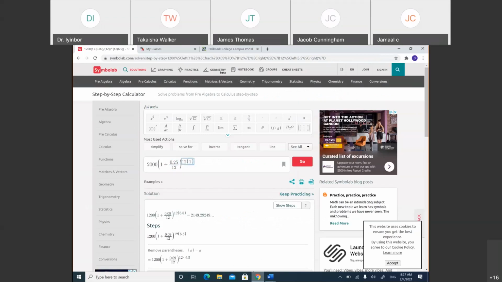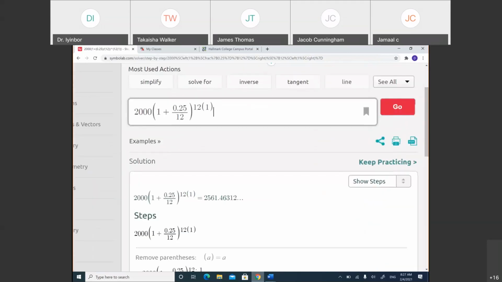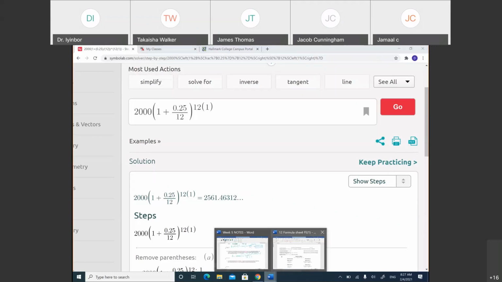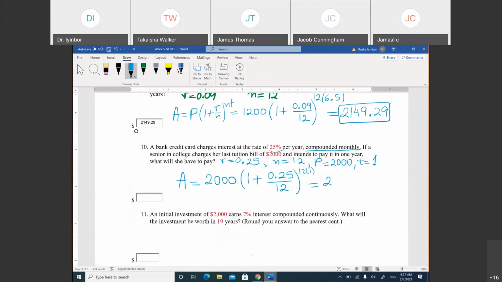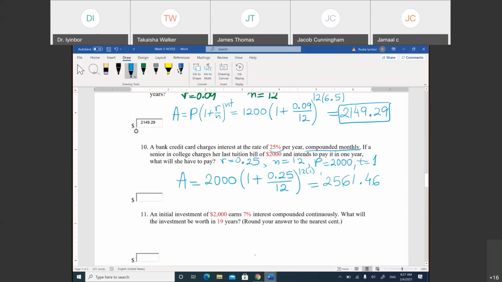Okay, so let's see how much she needs to pay. See, with a 25% rate, for 1 year, she's going to pay about 2,500. So 2,561. So it's a big interest of about 500 for 1 year. Okay, and then make sure when you round, look at the next number. After 6 is 3. So you're just going to cut it to 46. Okay, 2561.46. Everybody understand that? So this is how much she needs to pay.